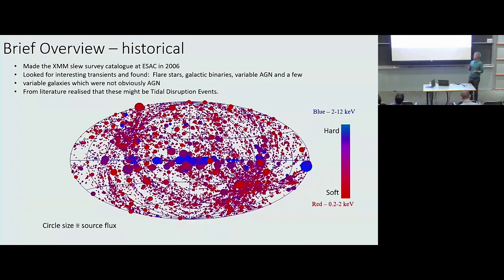Very briefly, historically, we got into TDEs via the XMM SLU survey. We made a big catalogue in 2006, and then looked for transient sources. We found some interesting sources and a few galaxies which didn't appear to be AGN, which were massively variable. Looked in the literature, found out there's these things called tidal disruption events. Fantastic. So we started from there, and got in touch with Stephanie Camossa, who was incredibly helpful to us and was a great collaborator for many years, telling us what had gone on in Rosetta and bringing it into the XMM SLU survey.